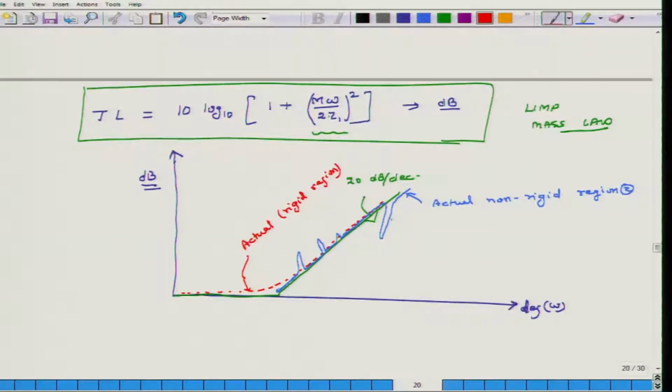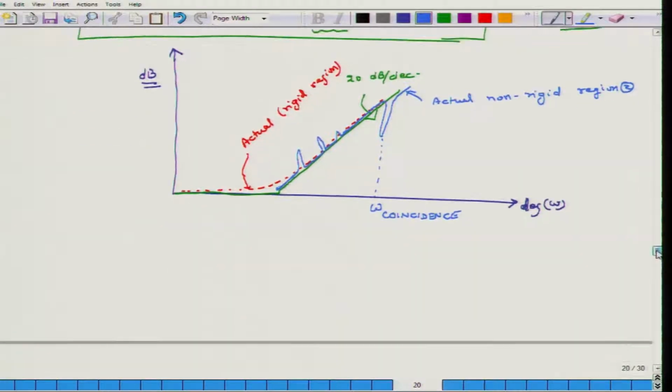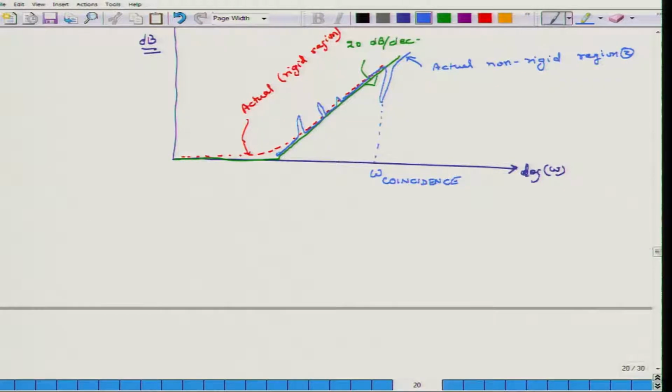So, at some frequency you will actually see a dip, and what this dip means is that at this frequency the energy which is getting lost is less, transmission loss has gone down. This corresponds to angular frequency known as omega coincidence. And we will not go into the mathematics of this, but what is omega coincidence? So, omega coincidence is equal to frequency coincidence times 2 pi. And what is frequency coincidence?